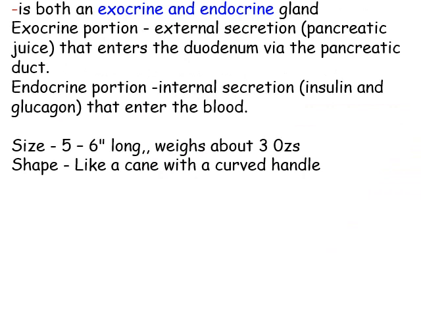It is an exocrine and endocrine gland. The exocrine portion is the external secretion. This is the pancreatic juice, which enters the duodenum via the pancreatic duct. The endocrine portion is the internal secretion, that is insulin and glucagon, which enter the blood. Length is 5 to 6 inches, and the weight is 3 ounces. Shape is a cane shape with a curved handle.